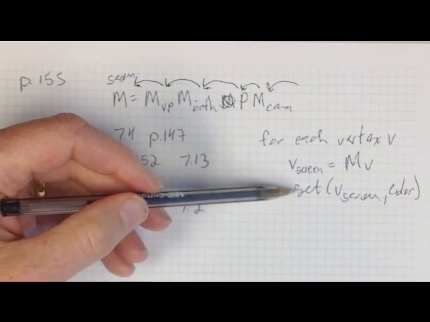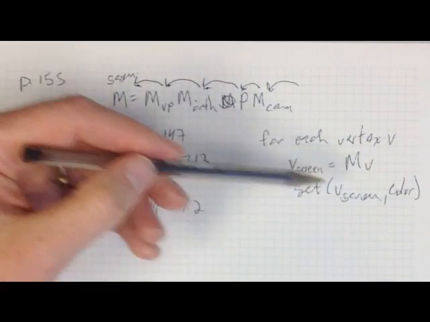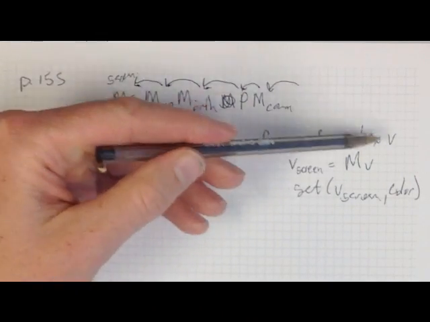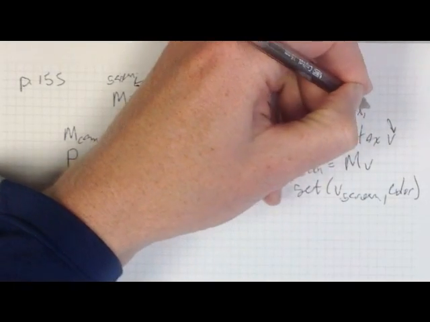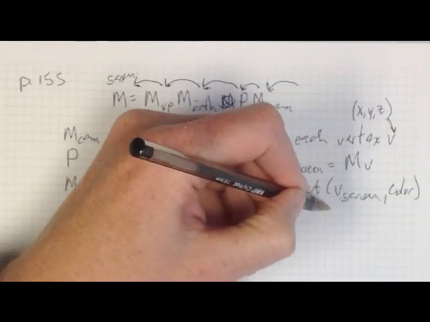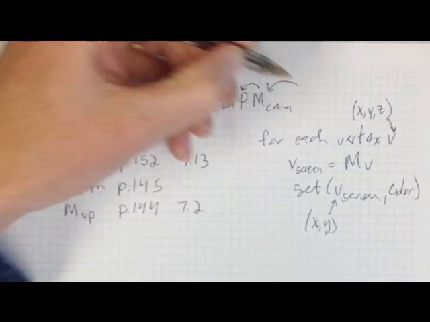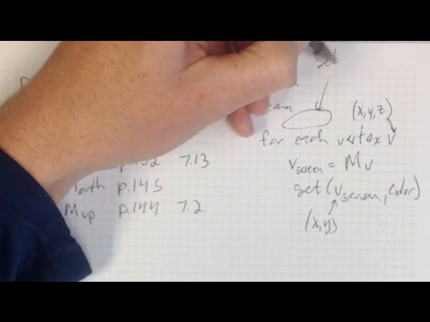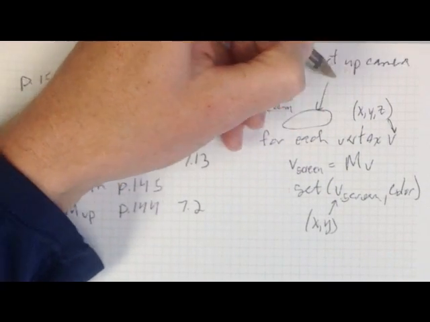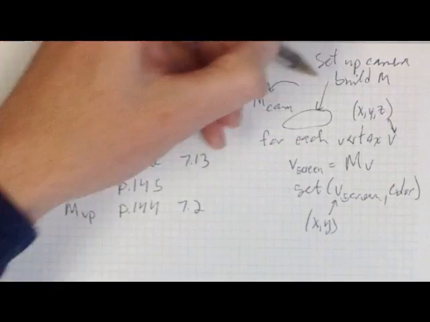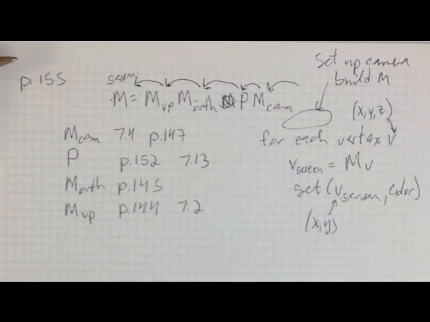Notice I'm using the Processing API here to just set a pixel on the screen to be a certain color, and this pixel on the screen is actually an X and a Y value. This vertex right here is an X, Y, and Z value in 3 dimensions, and this right here is an X and a Y value in 2 dimensions. And before everything happened, you needed to set up a camera and then build M, where M is the matrix here. So we'll talk about more of these in detail, but that's the big picture.